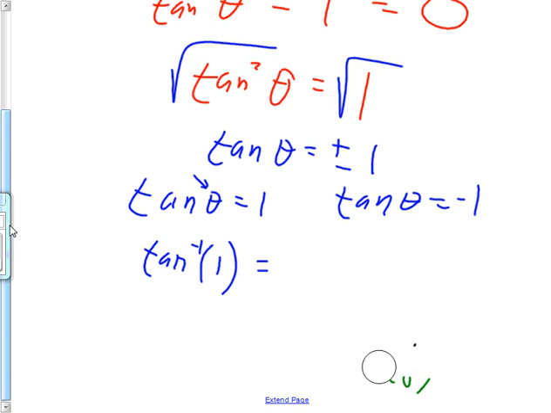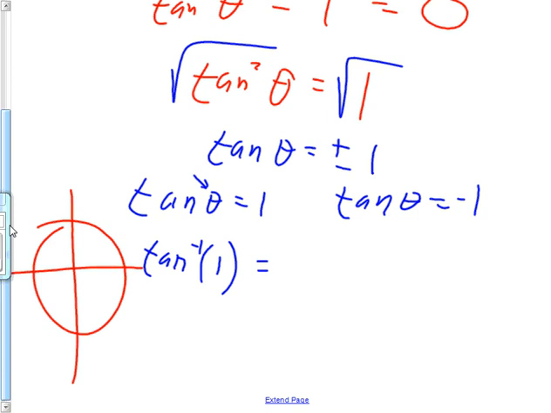I would have all kinds of little pictures on my paper when I was doing these. I'd say, okay, where is tangent positive? All students take calc. Tangent's going to be positive here and here. And so if it's 45, my calculator tells me it's 45. So then it's 45. But what's the other one that's over here in 45? 135.